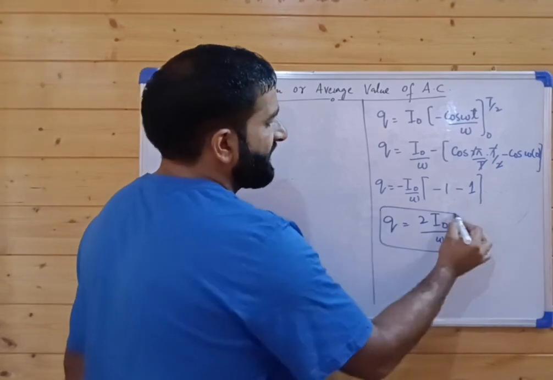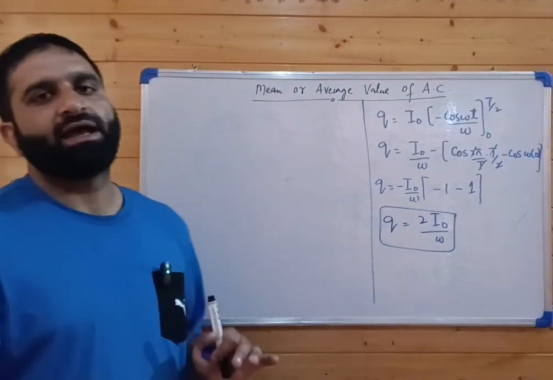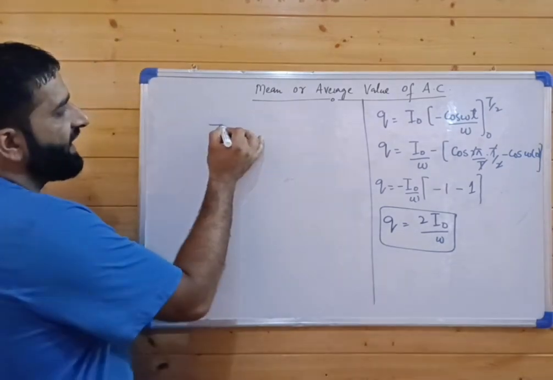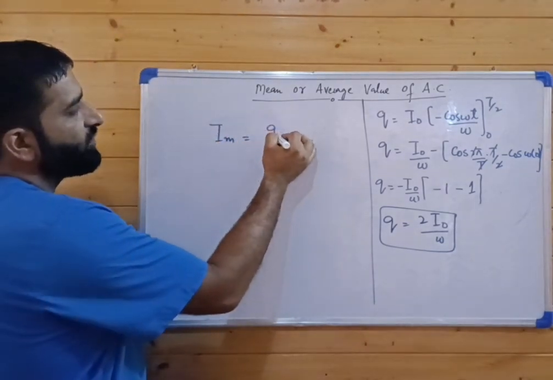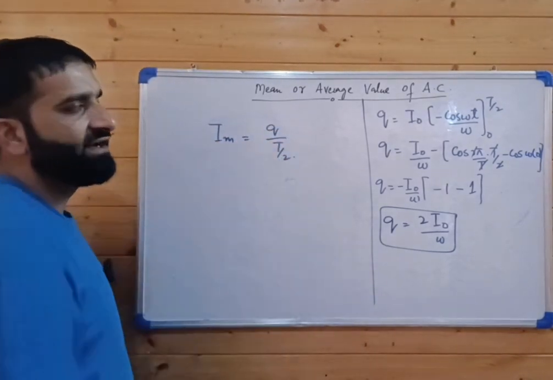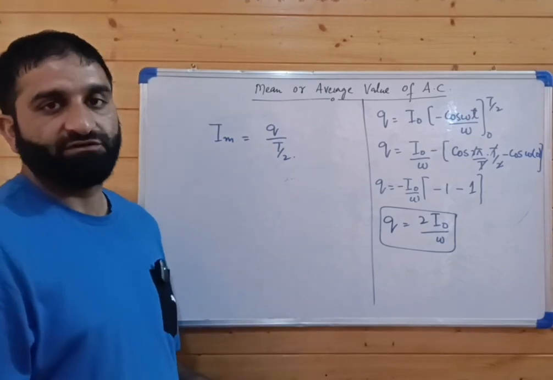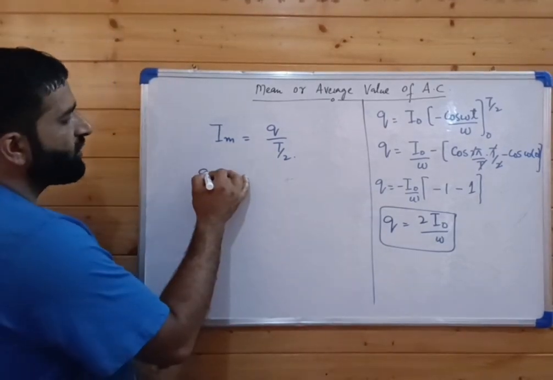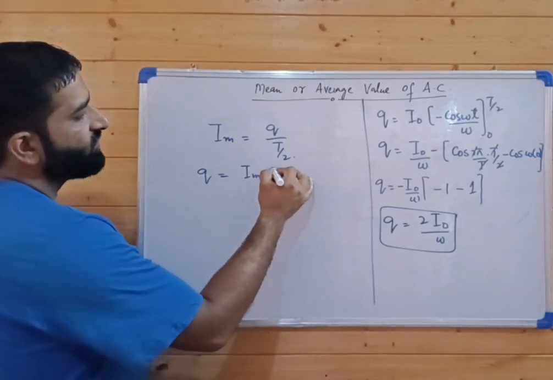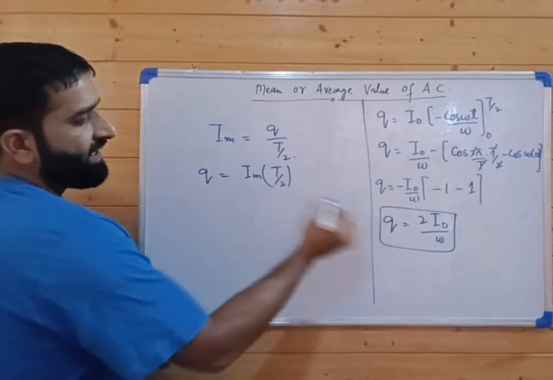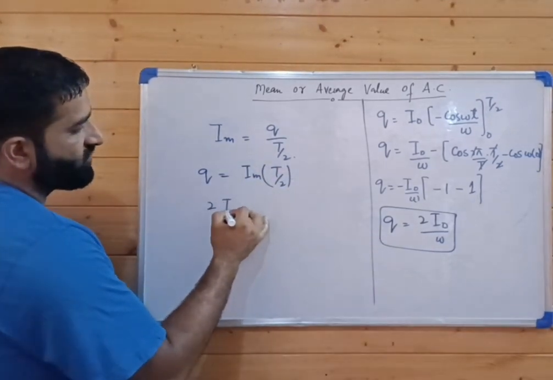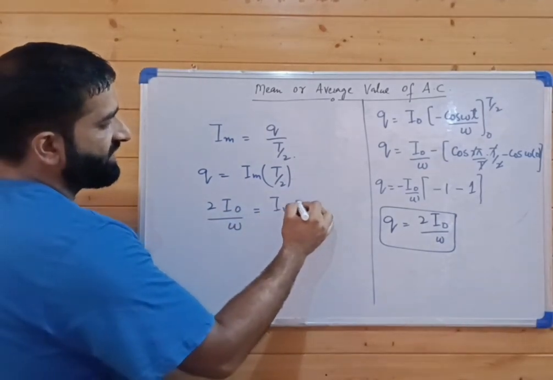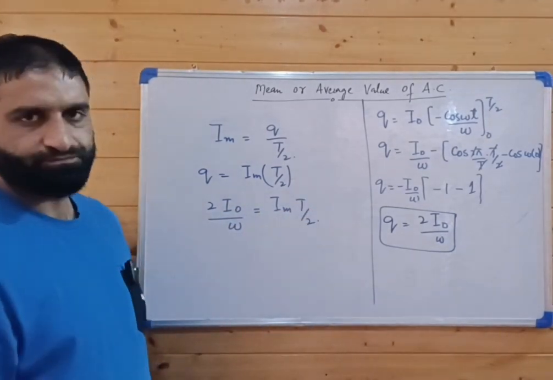Now talking of Im, the average or the mean value of the AC over a half cycle, we say that Im is equal to q divided by T divided by 2, because the average value will send the same amount of charge through the same amount of time, that is half the time, T divided by 2. So q will be equal to Im into T divided by 2, getting the q value from here. So we have twice I0 divided by omega is equal to Im into T divided by 2.